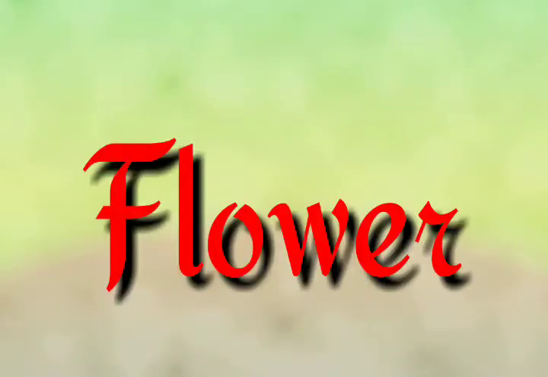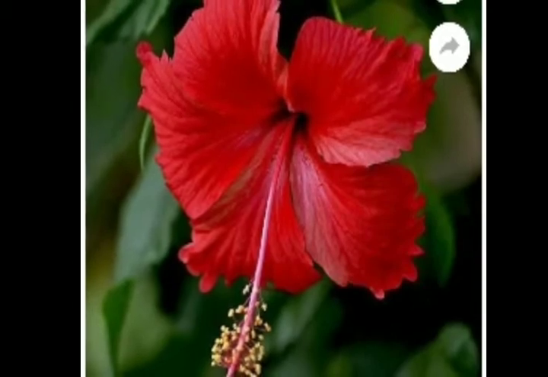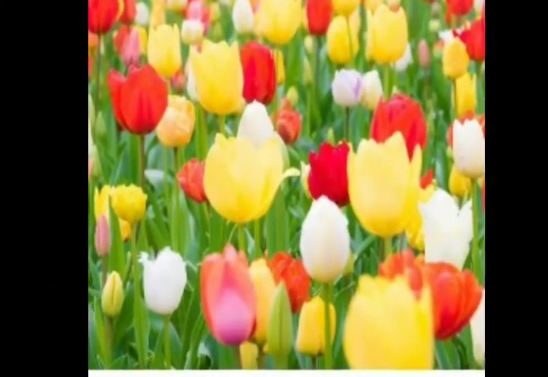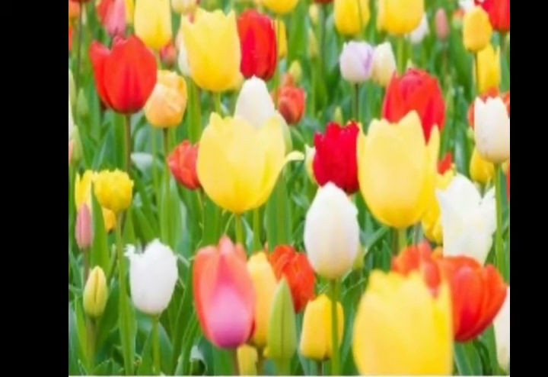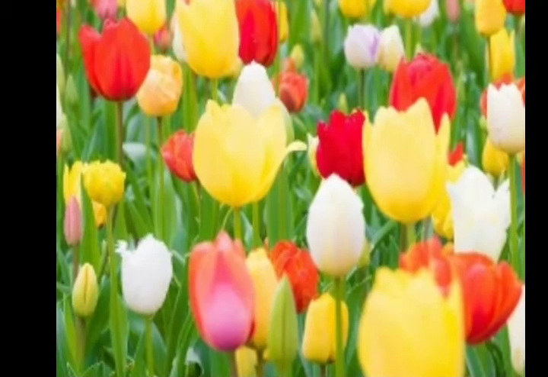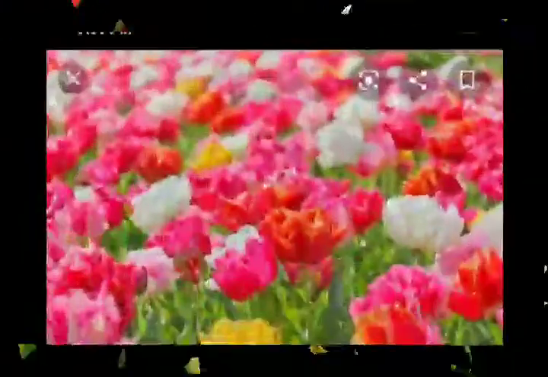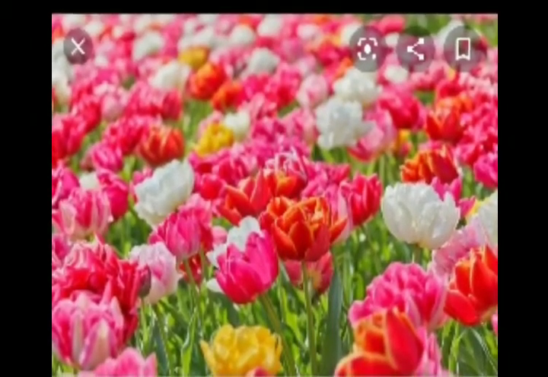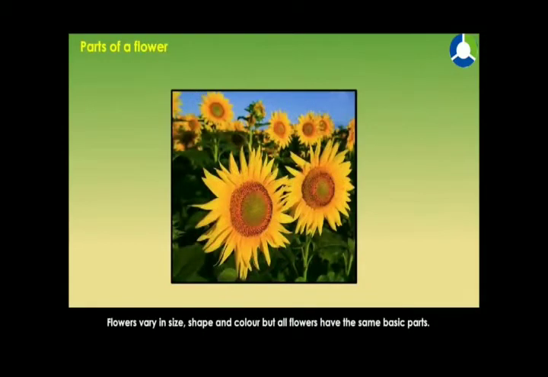Our next topic is flower. A flower is the most colorful and beautiful part of a plant. The variety in size, color, texture, smell and shape of flowers found in nature is enormous. Flowers are the reproductive organ of the plant. Let us discuss the parts of a flower.